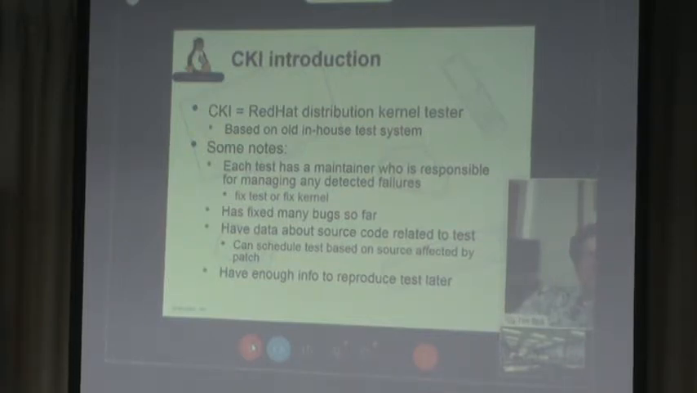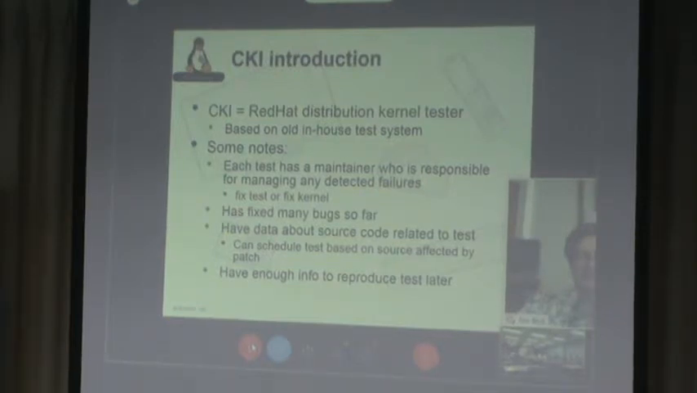Each test has a maintainer who's responsible for managing and detecting failures. That sounds like kind of a no-brainer, but that's actually a real big problem in testing. There's a lot of test systems where tests will run, a result is generated, a failure is reported by the test system, but there's no human assigned to actually go work on the fix. And sometimes that involves fixing the test, and sometimes it involves actually going in and debugging and fixing the kernel. They've already fixed many bugs upstream so far, but they're just getting started.